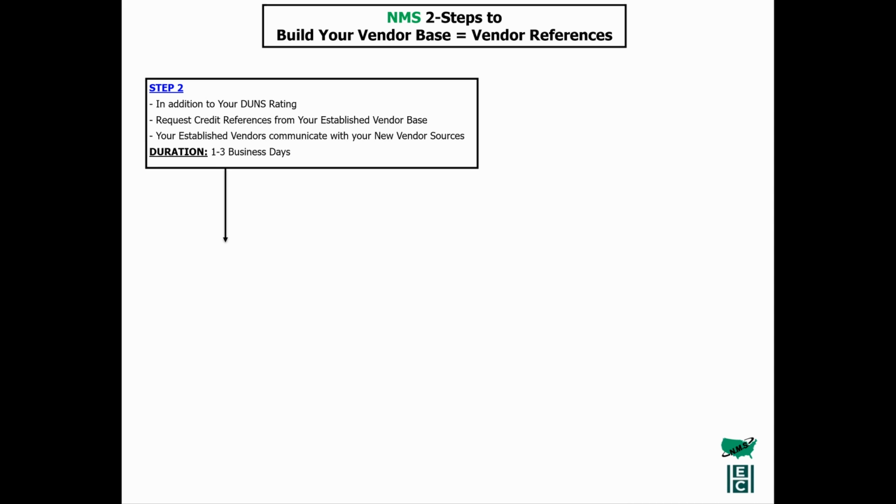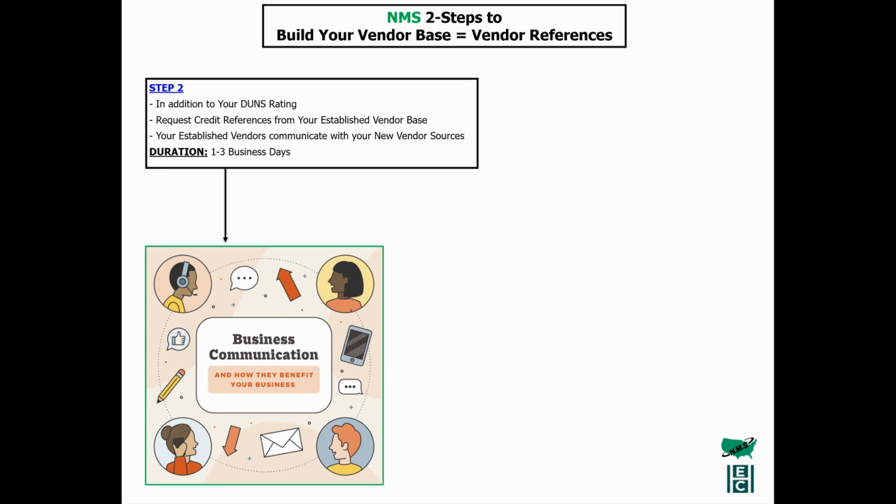Step two entails how to request your credit references from your established vendor base. Your established vendor base communicates with your new vendor sources. And this is a great opportunity to talk a little bit about how businesses talk to one another. Good news travels fast, but bad news travels even faster.